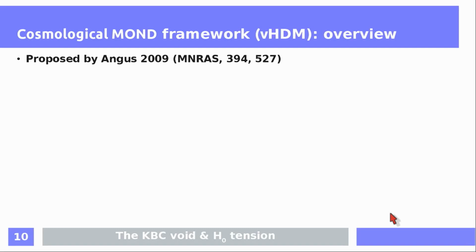What we used is this new HDM framework. This HDM stands for the hot dark matter. This was proposed by Gary Angus in 2009. So we haven't actually invented this new HDM framework. This was invented for various reasons, which we'll describe as we go along.